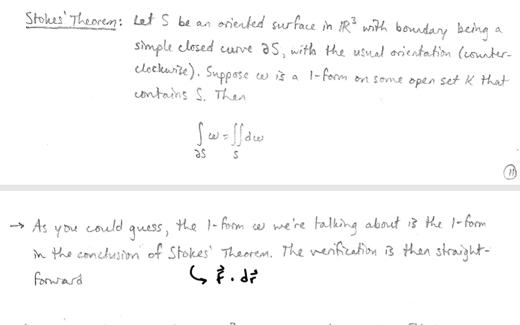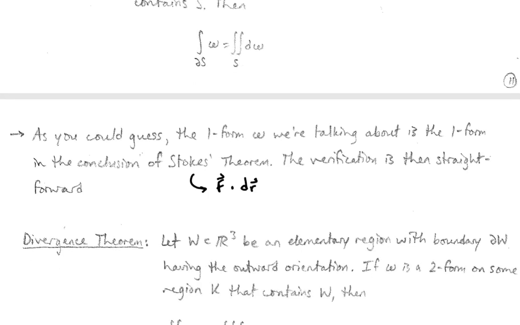Now, there's a specific reason why I'm not explicitly stating what the differential one form is here. There's a reason why I'm not saying what F hat dot dr hat is in terms of dx, dy, and dz. A little bit of foreshadowing there.